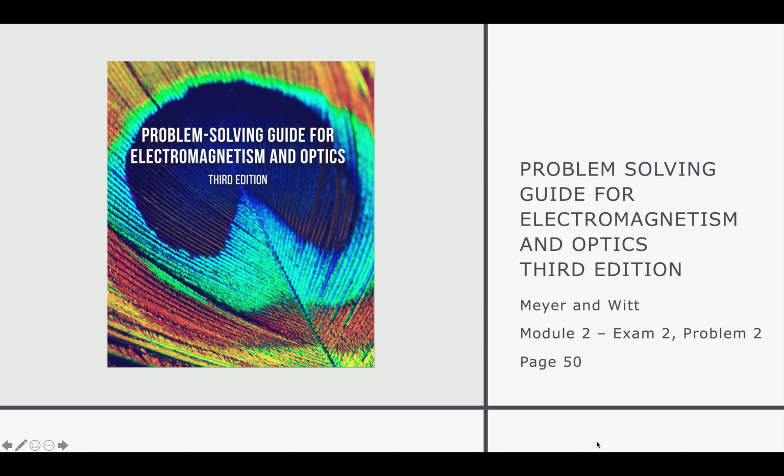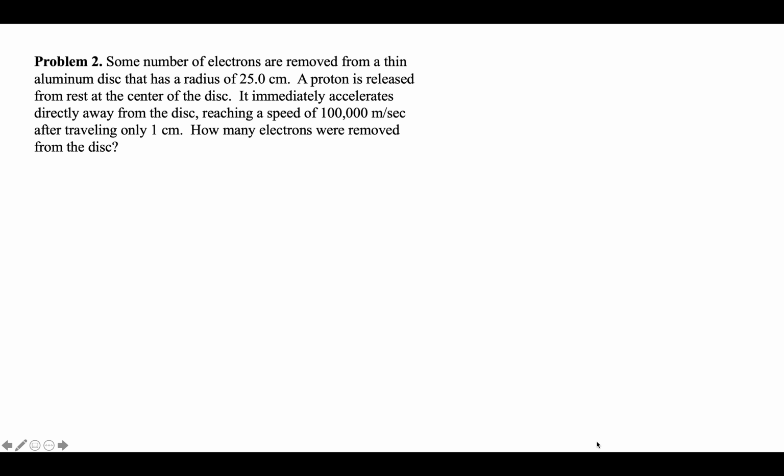This is problem 2 on exam 2 in module 2, which is on page 50 in the book Problem Solving Guide for Electromagnetism and Optics. Problem 2: some number of electrons are removed from a thin aluminum disk that has a radius of 25 centimeters. A proton is released from the center of the disk at rest.